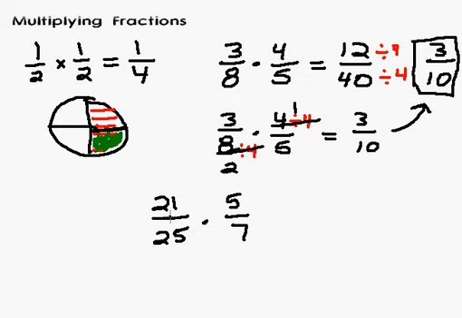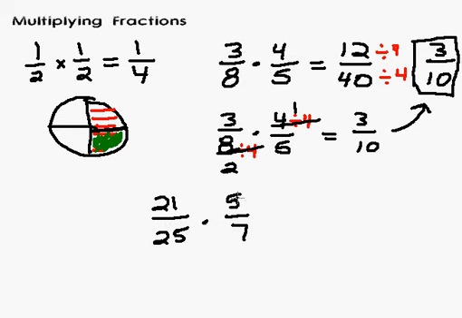Alright, so if I multiply these straight across, I'm going to get some big numbers here. I'm going to have like 105 over something big, 140 plus 30, 175. Those are going to be big numbers to have to reduce. So if I could cancel here, I'm going to make my multiplying a lot easier.